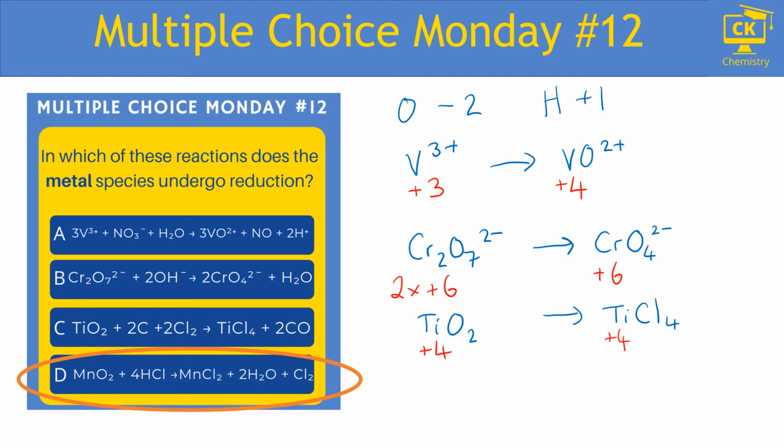So in the last one, I've got MnO2 and MnCl2. So actually, I could quite easily spot that because the number of chlorines is different and chlorine is only -1, that my manganese is going from +4 to +2 and is therefore being reduced.